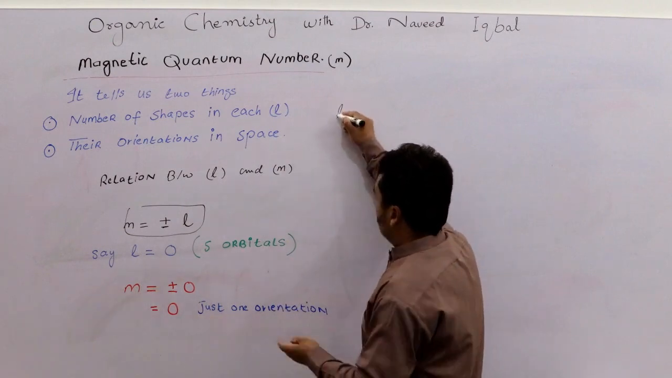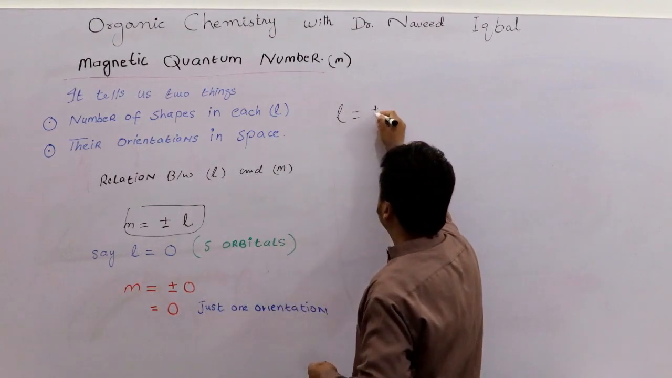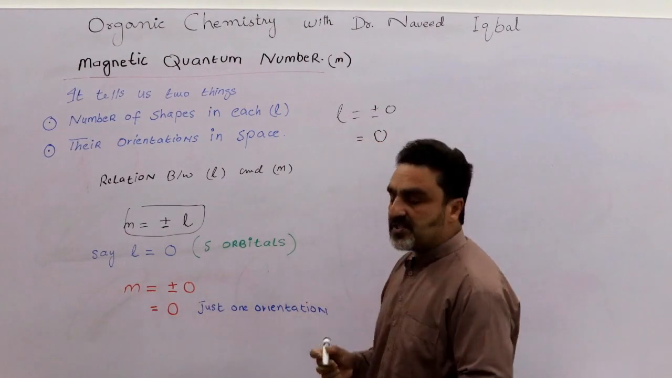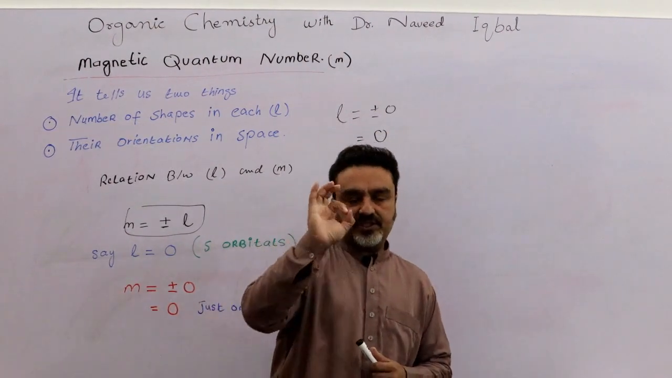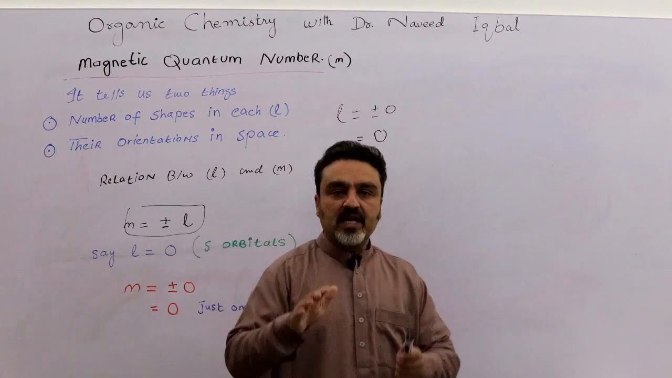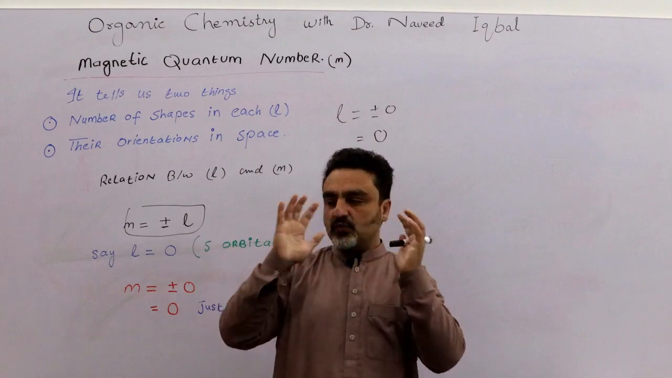So if L is equal to 0, I have written it here, m is equal to plus minus 0. So L is equal to 0. It gives us a single number, just 0, and it says that it has just one orientation.